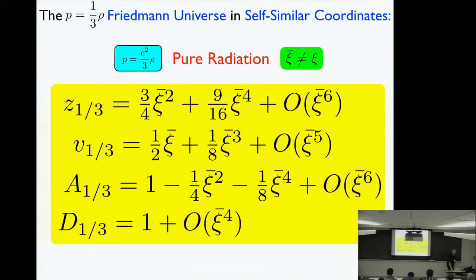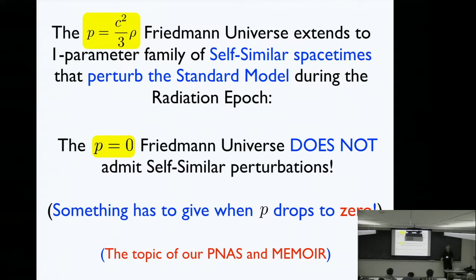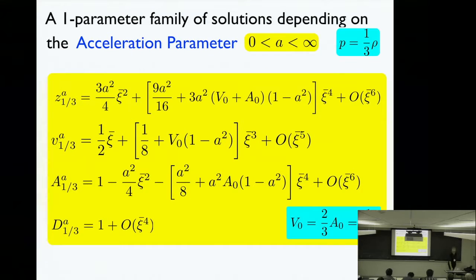But when p is a third rho in pure radiation, these spacetimes admit a one-parameter family of perturbations of exact solutions that are spherical and perturb the standard model. But when p is zero, they don't. Now that's what we discussed, this family, in PNAS and in the memoir. Okay, so if you work it out, how do the expansions around the center change? Well, there's an acceleration parameter. When A is 1, this term is gone. When A is 1, these are the corrections, you get the standard model. When A is not 1, these are exact solutions expanded around the center. There are formulas for them all the way out.